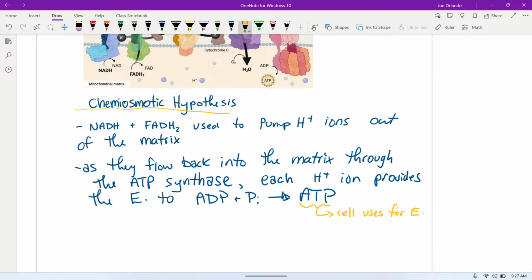Some of that ATP is formed directly, but most of Krebs' cycle puts energy out in the form of NADH and FADH2, which are then used to run this process. And this is called oxidative phosphorylation.